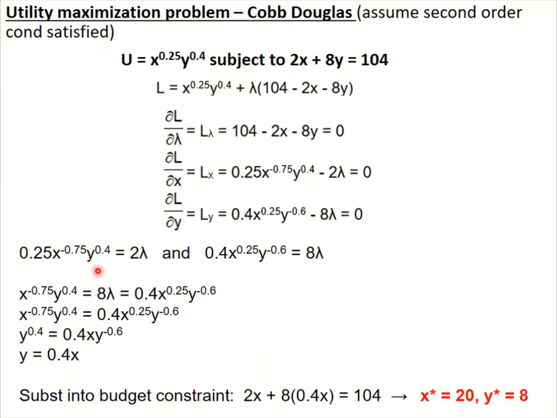So we get something on the left-hand side equal to 8 lambda, and we can then set these equal. Multiplying the left-hand side by 4, 0.25 times 4 will give you 1, so you're left with a 1 in front here. Working through this, we see that y equals 0.4x, and we can then substitute this into the budget constraint and work out the value for x. Then taking that and substituting back here, we'll be able to work out the value for y.